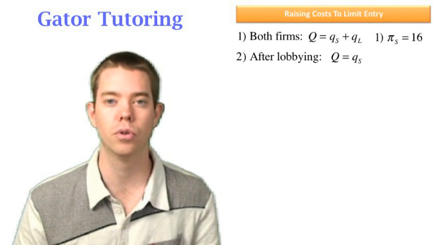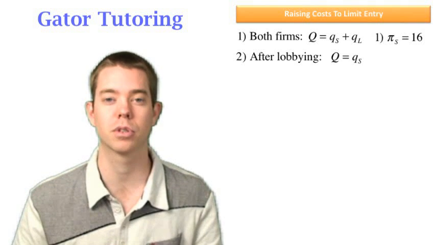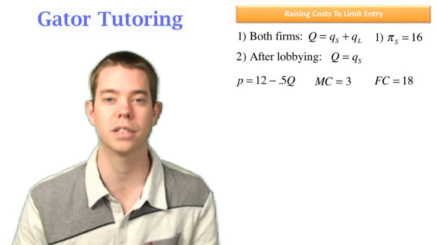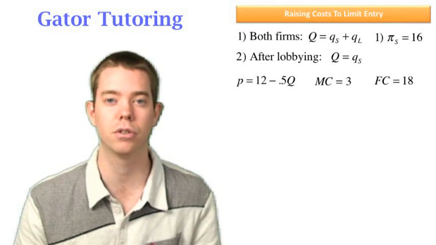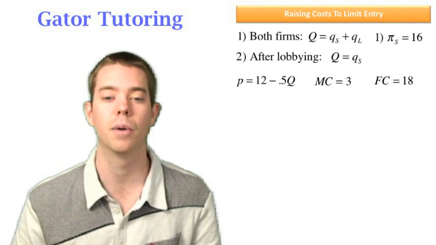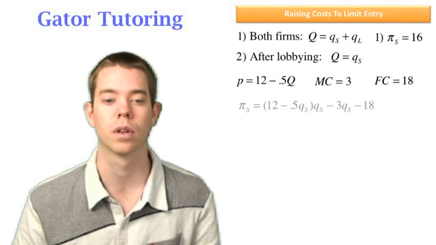Now in scenario 2, we're going to say now Sam's going to lobby to raise fixed cost by $16. So now big Q is equal to QS because he has raised fixed cost by $16. So fixed cost used to be $2, now it's $18. But this kept Luke out of the market. So now there's only one firm, Sam's a monopoly, and we're going to see how much his profit is with a new fixed cost of $18.